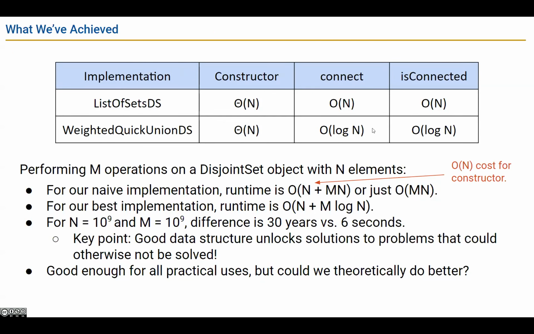Turns out, for basically all practical purposes, weighted quick union is good enough. You will not notice any sort of slowdown. This can solve gigantic problems very quickly.